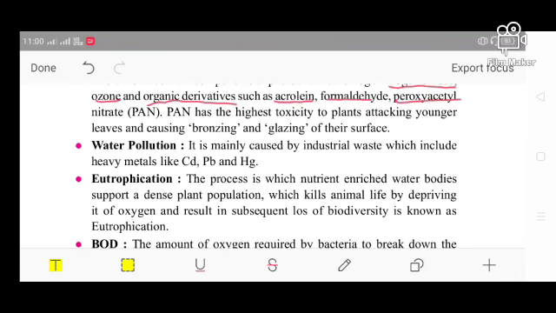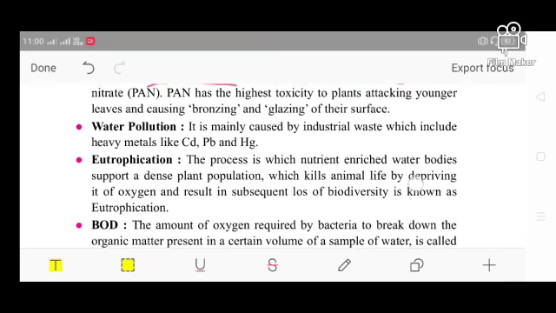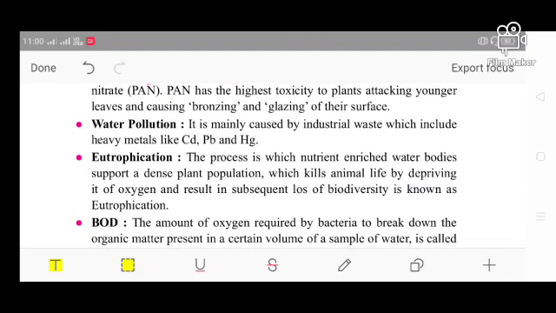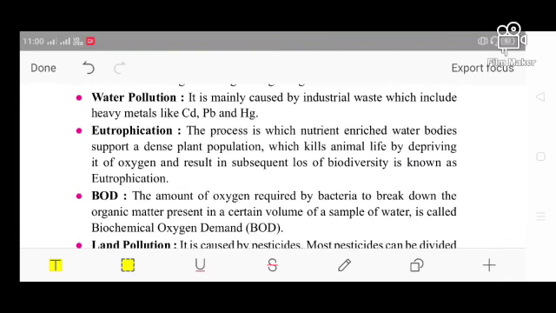Got it? So my dear friends, after that, water pollution. Okay, so what is water pollution? It is mainly caused by industrial waste, which includes heavy metals like cadmium, plumbum or lead, and mercury, that is Hg.